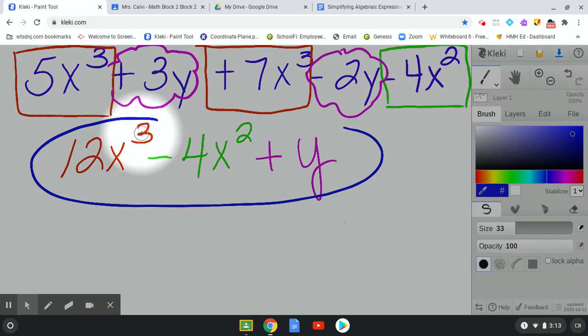So if you notice, my answer is in descending order of exponent, okay? Also, we would also list these in alphabetical order if needed. It just so happens x comes before y, and this landed nicely. All right, let's try another one, combining or simplifying with like terms.